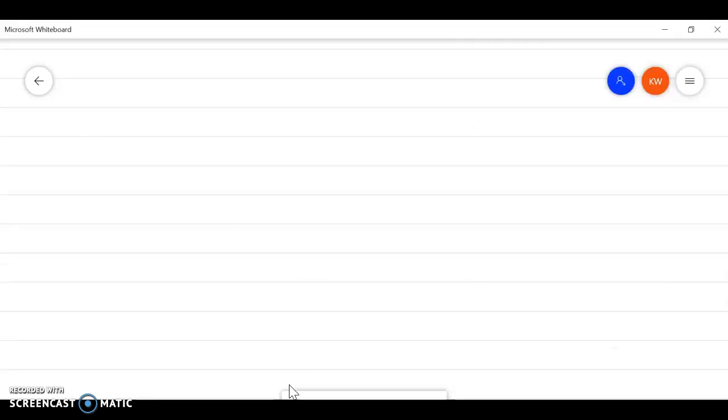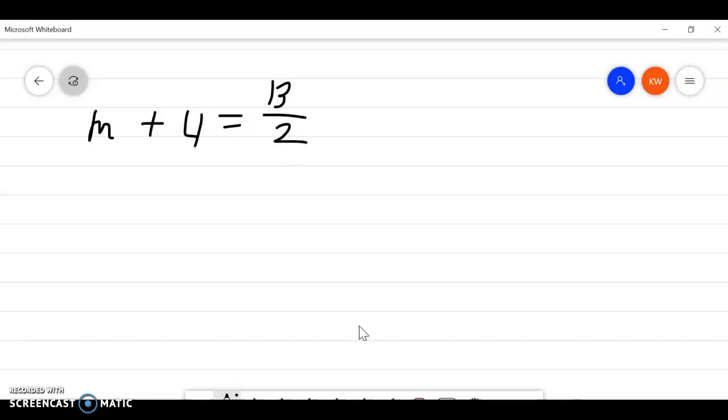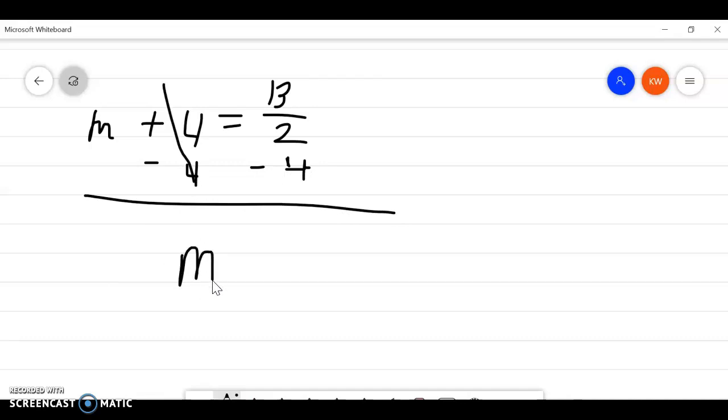So I got up here m plus 4 equals 13 over 2. Let's make sure that that's correct. Yep, okay. To get rid of this 4, we got to subtract 4 from both sides. So we got over here, we're going to be subtracting 13 over 2 by 4. So this will be just m, and it's equal to whatever we get from taking 13 over 2 minus 4.